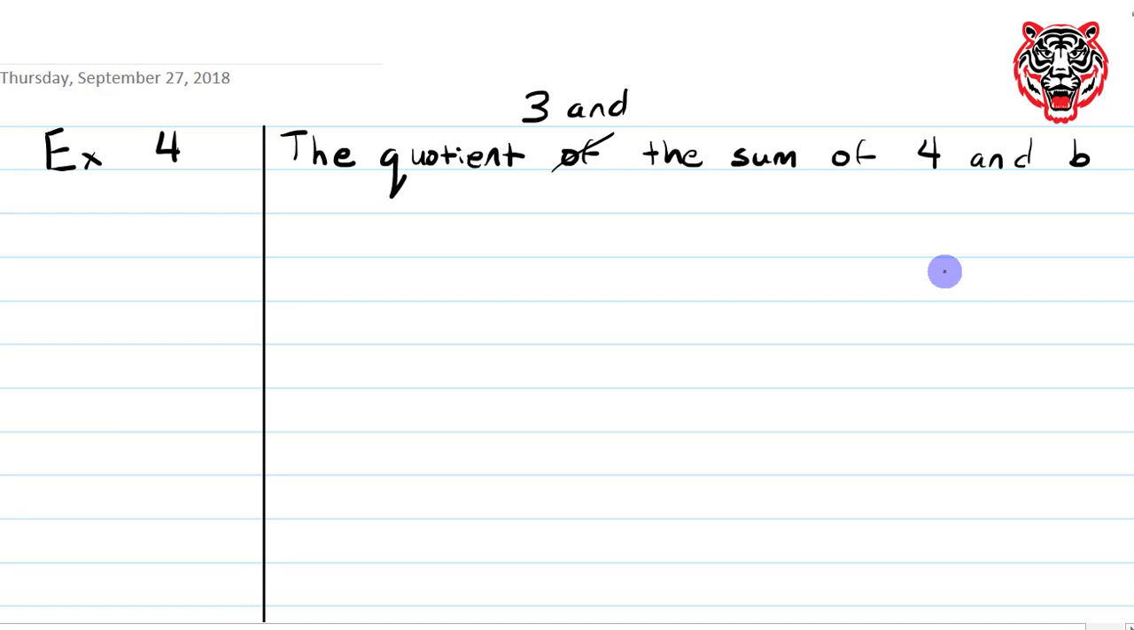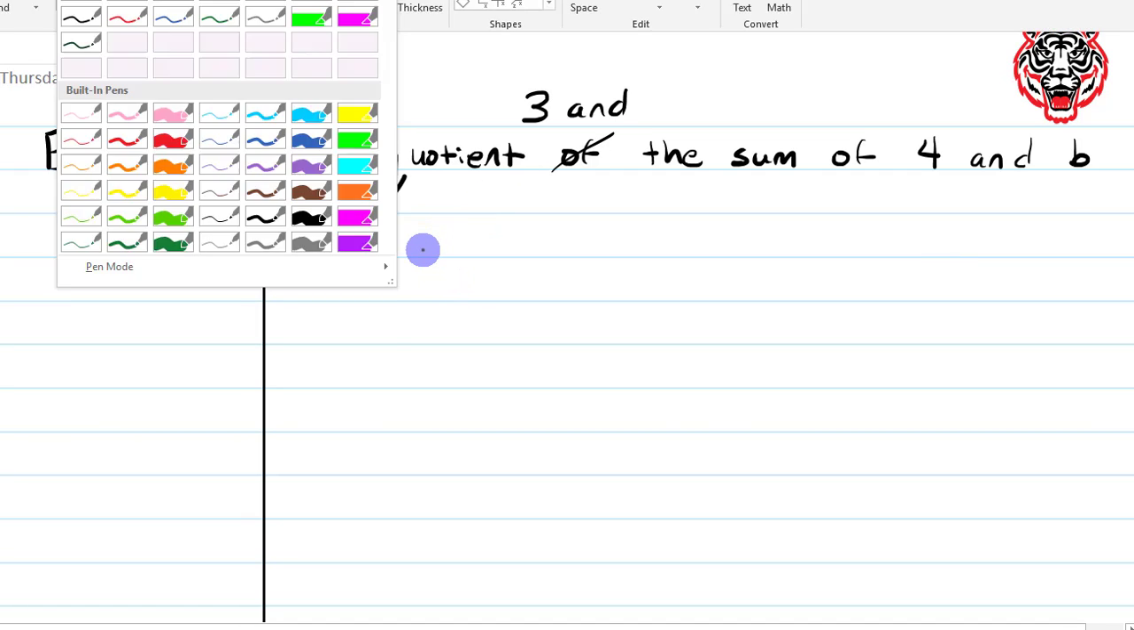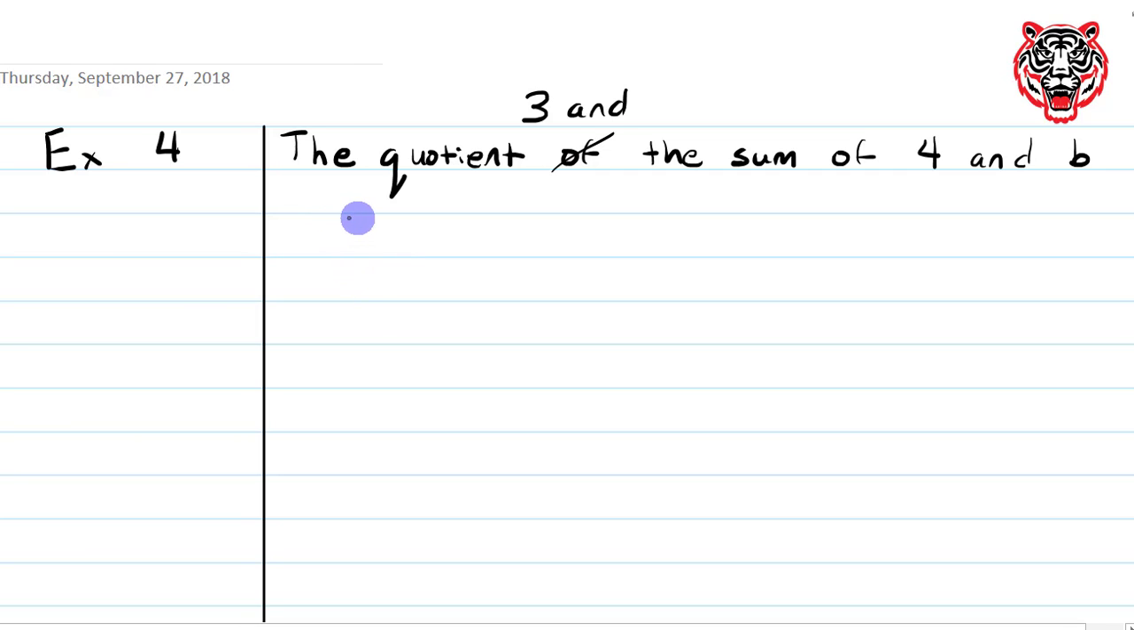All right, so this is what I'm seeing. You don't need to write any of this down that I'm writing in green now. So this is just what I observed. I saw a lot of people go like this. 3 divided by 4 plus b, which is interesting.